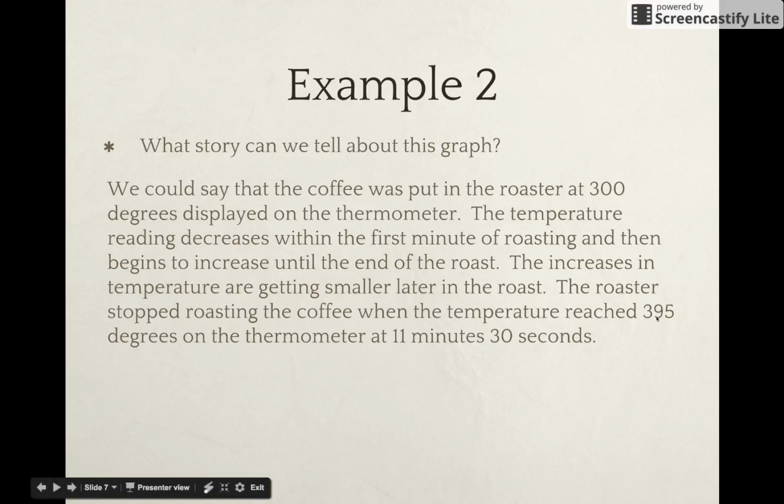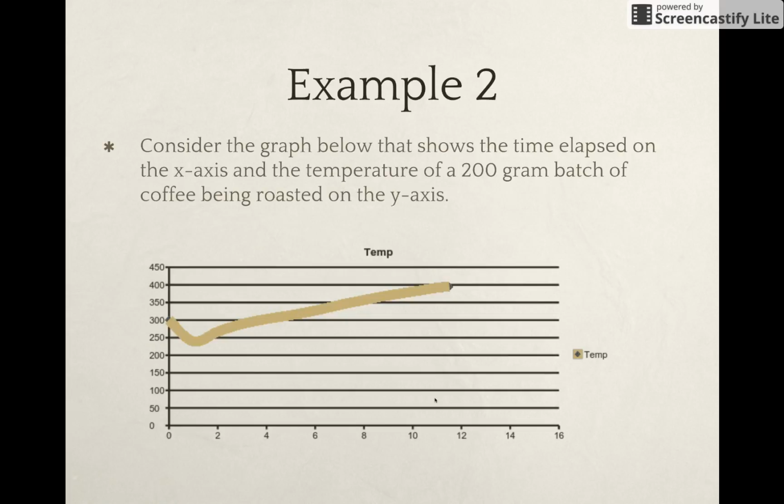We can finally see that at 395 degrees, after 11 and a half minutes had elapsed, the coffee was ejected from the roaster. And again, in the original PowerPoint, you would be able to hover over this and see that ordered pair.